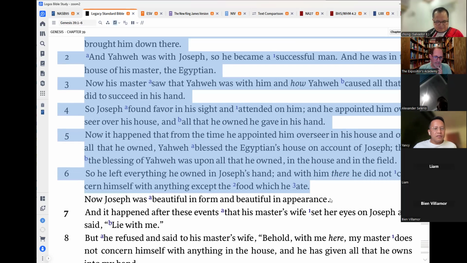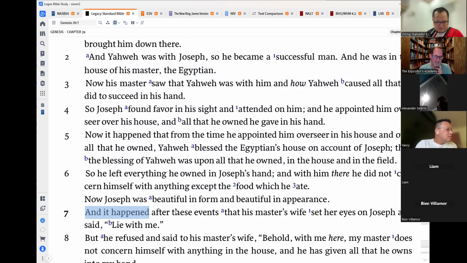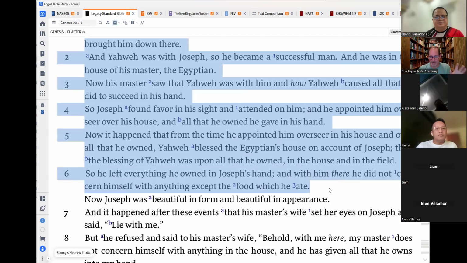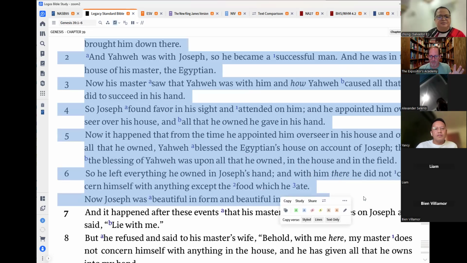of the story doesn't seem to start until verse 7, where it says it happened after these events. So there's a shift here, and the focus is now on some specific events regarding Potiphar's wife. So I think verses 1 to 6 really just happened over a period of time, and it's sort of a summary by the author, introducing and setting up the story.